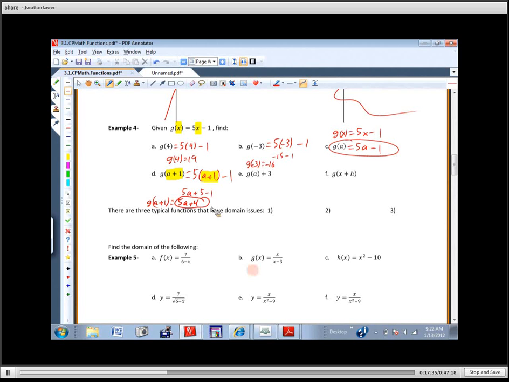Would you do E, please, and check with your neighbor? See if you can do E. What's G of A? Didn't we figure out what G of A was up here? So we're going to take G of A, which is 5a minus 1, and then we're going to add 3 to it. So what is the answer to this problem? 5a plus 2.